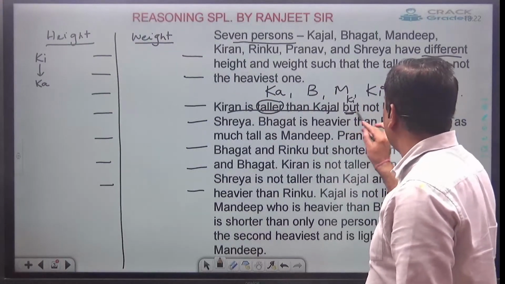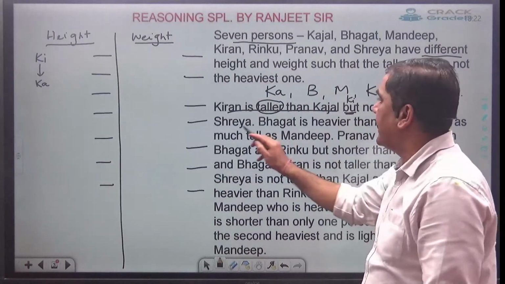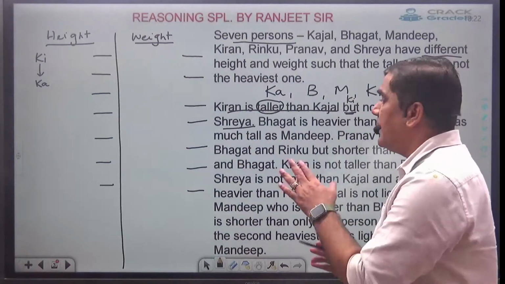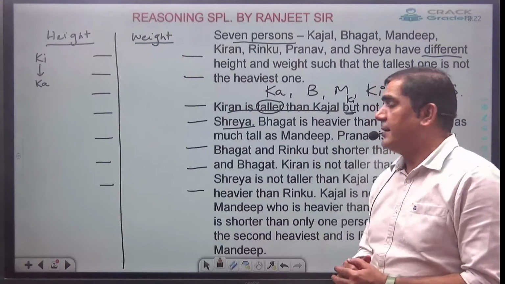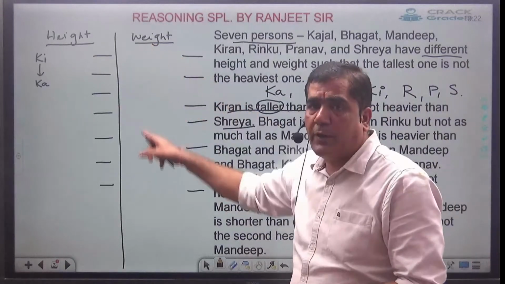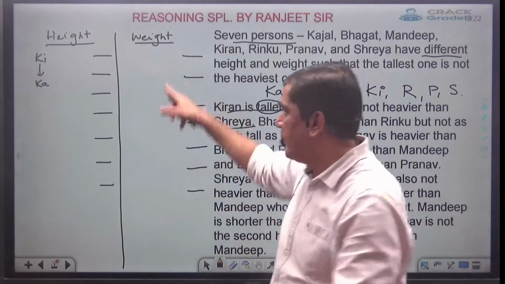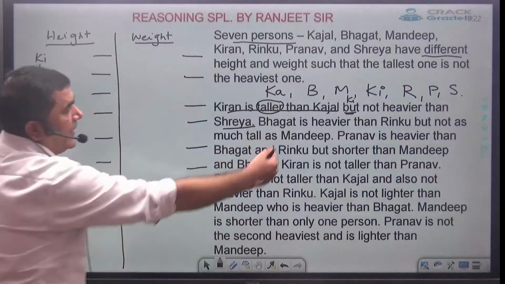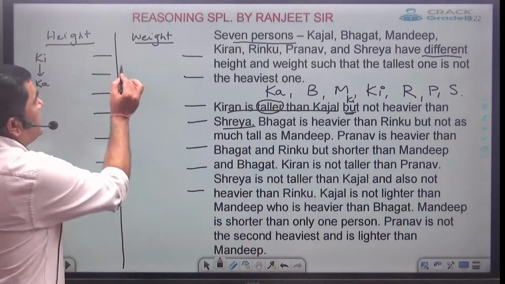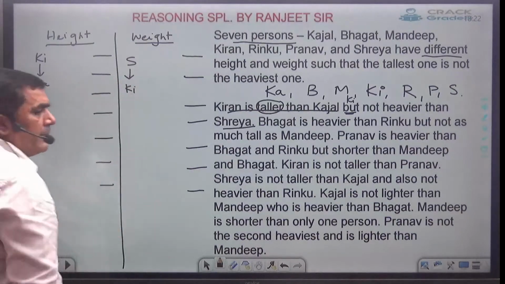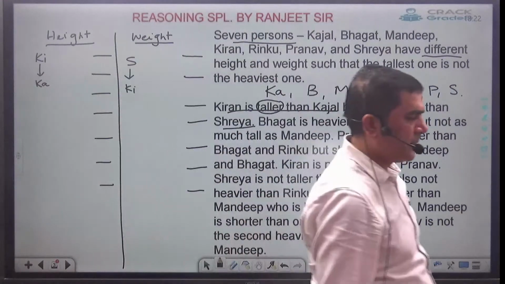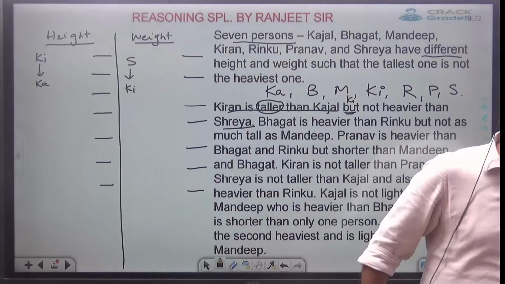Next, Kiran is not heavier than Shreya. Kiran is not heavier than Shreya means what? Shreya will be heavier than Kiran. Now they are talking about weight, so I will put it over here. Shreya is heavier than Kiran, so S will be above Ki. Clear?